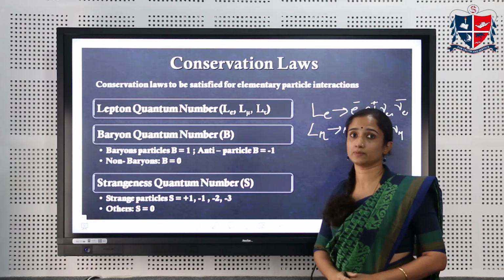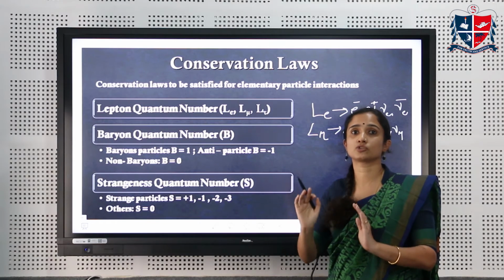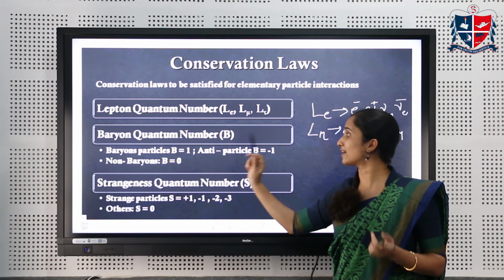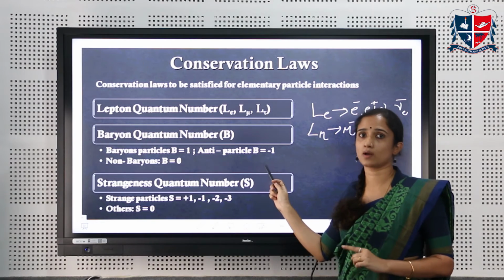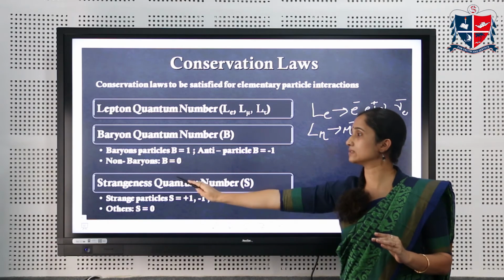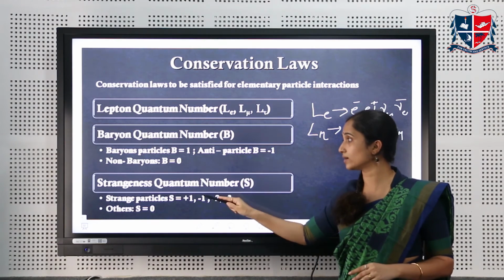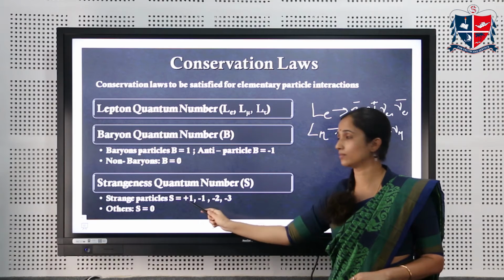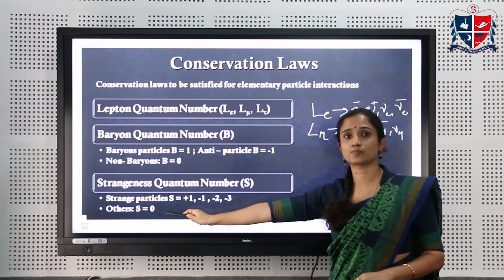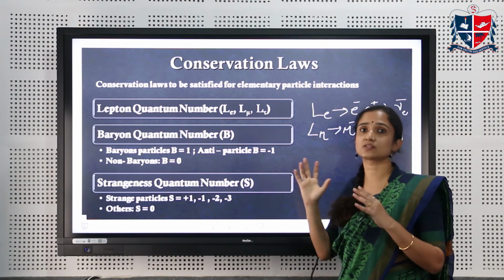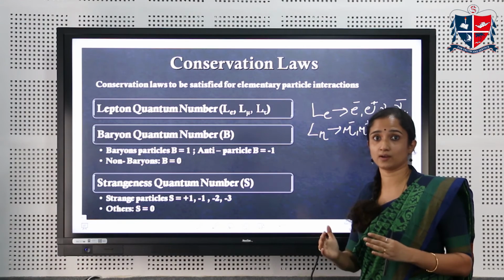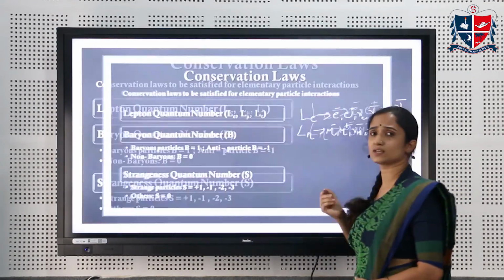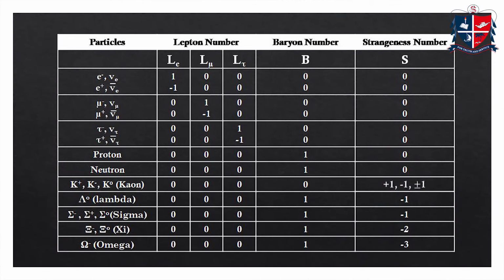Now baryon quantum number. Baryon number is dedicated to baryons. So all baryon particles have a baryon number of 1. Their antiparticles have a baryon number of -1, and all non-baryons have B equal to 0. The third one is the strangeness quantum number. All strange particles have a nonzero strangeness quantum number, and all non-strange particles have S equal to 0. So these are some specific conservation laws to be satisfied for a particle interaction to take place. Now let us see a few particle interactions.